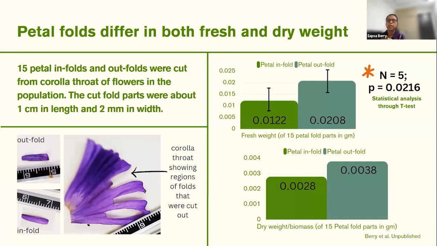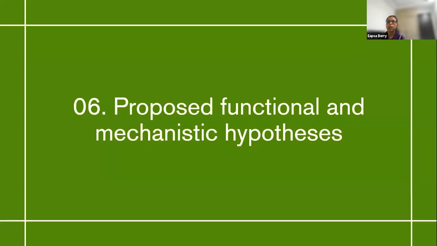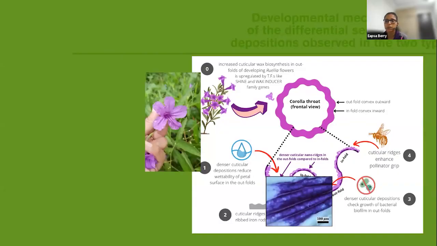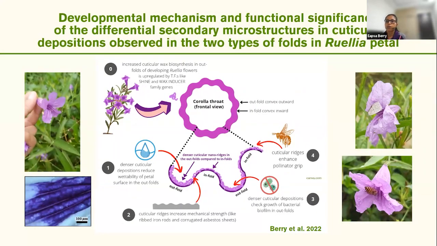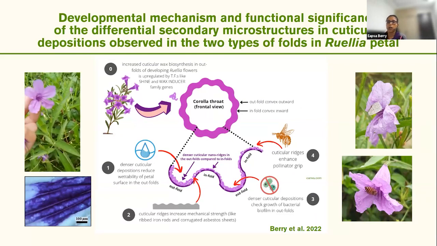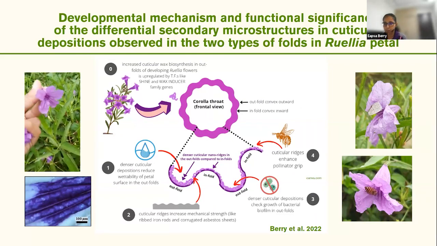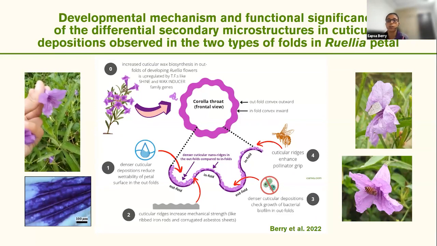We did a number of multiple samplings, and we found that indeed, statistically, the outfold weighs more than the infold in both the fresh and dry weights. Now we move on to understand the functionality of these petal folds and also to scientifically speculate about them. Flowers that get folded or swamped with rainwater may have lower fitness due to reduced pollen transfer or pollen visitation.